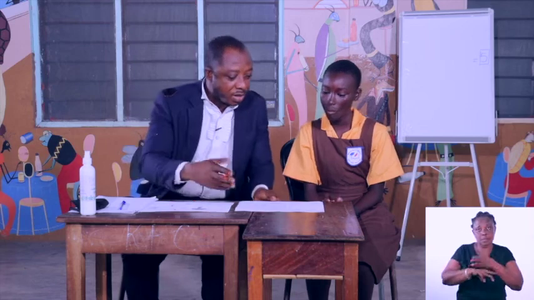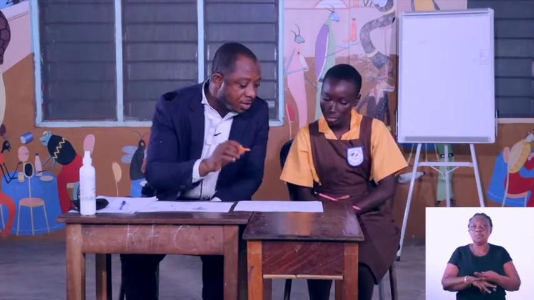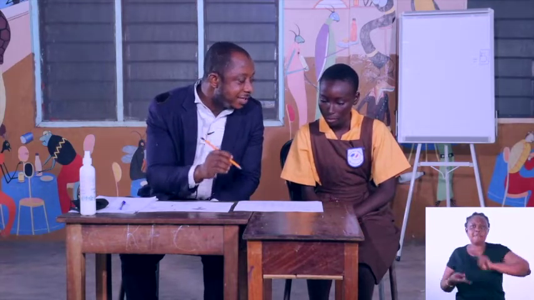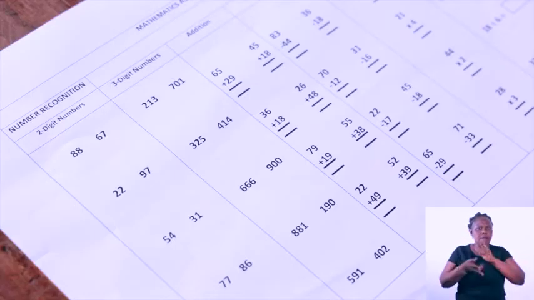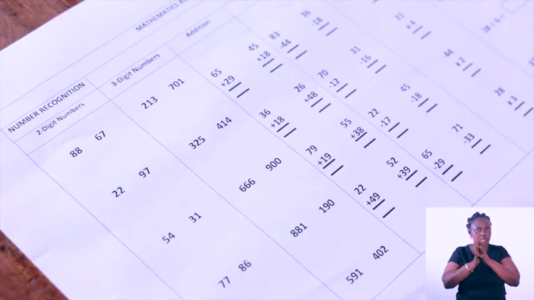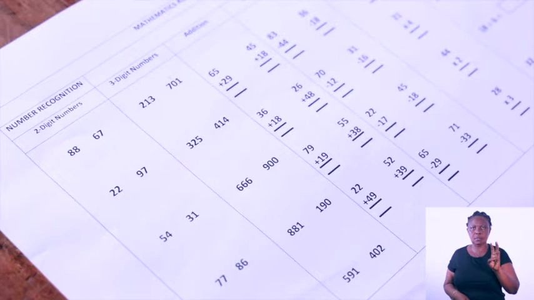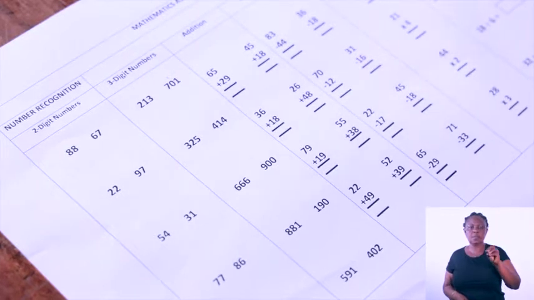So there are two digit numbers here. Just pick any five of the numbers and mention the number names for me. 88, 97, 86, 50, 77. Okay, let's move to the next.